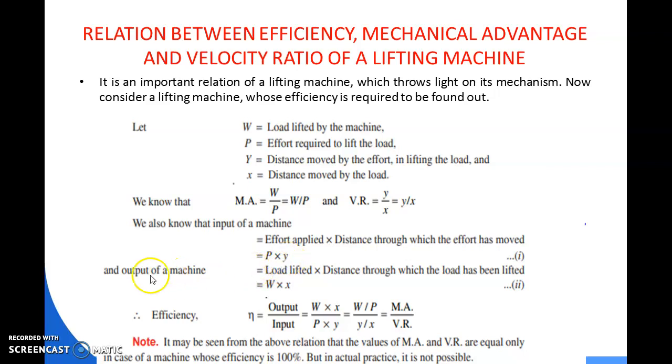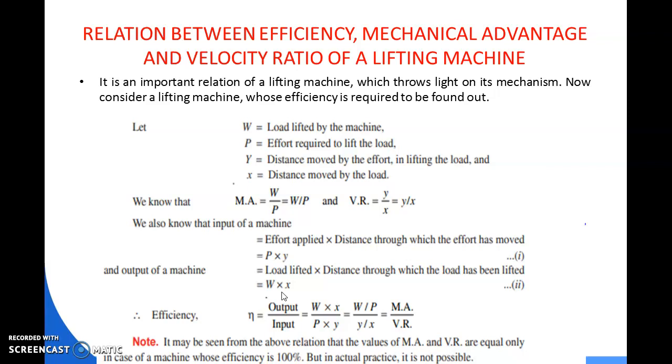Similarly, according to the definition of output of a machine, we know that it is the product of load lifted and distance through which the load has been lifted. Here, the load lifted is given as W and the distance through which the load has been lifted is X. Hence, output of a machine is equal to W into X.